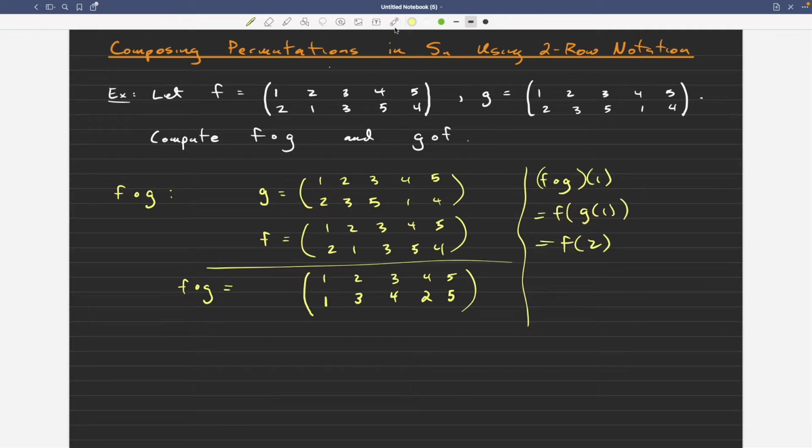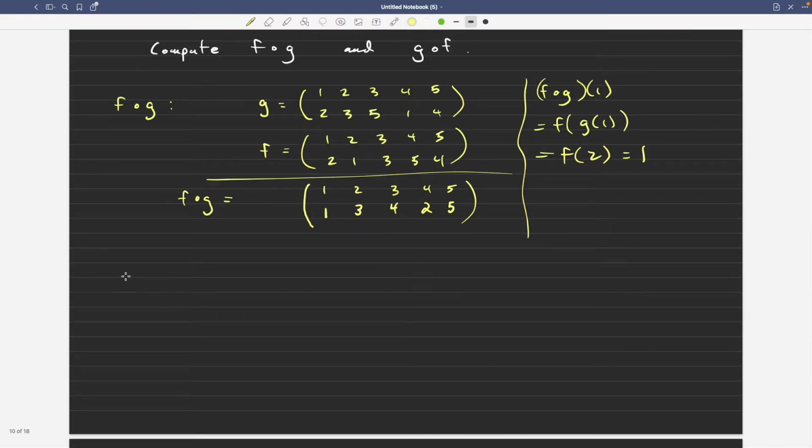And then I say, okay, now how do I do f of 2? So first I had that 1 was going to 2, and now I went to the 2. I'm looking at what happens when 2 goes into f, and I get back 1. And so that's how I got the 1 there. And similar reasoning goes for all the other values on the top row as well.